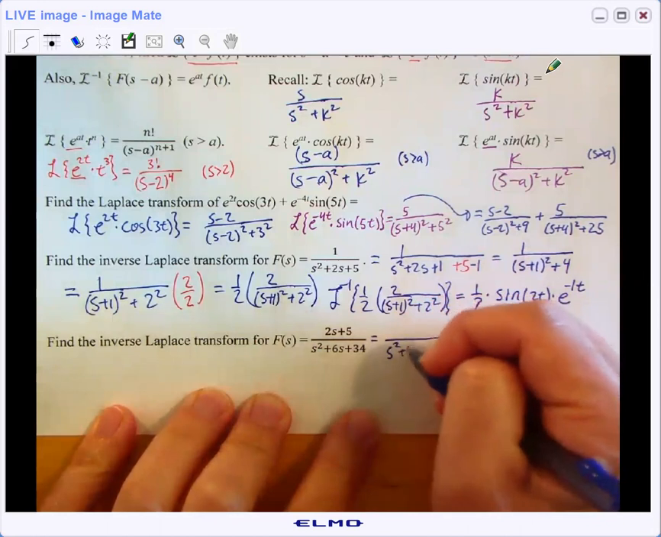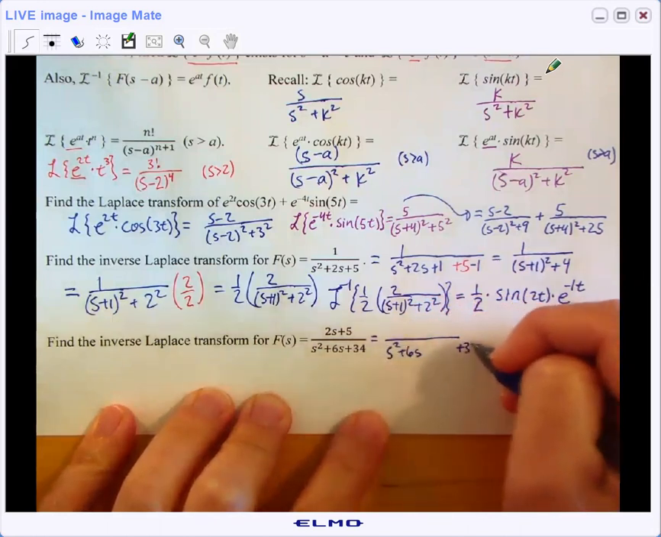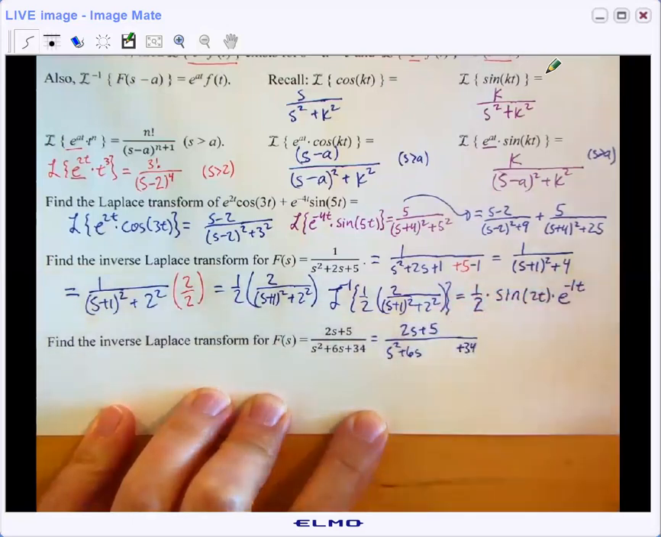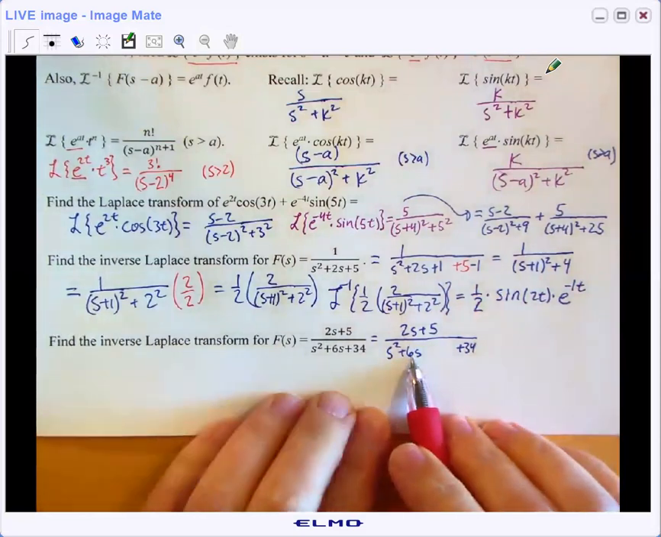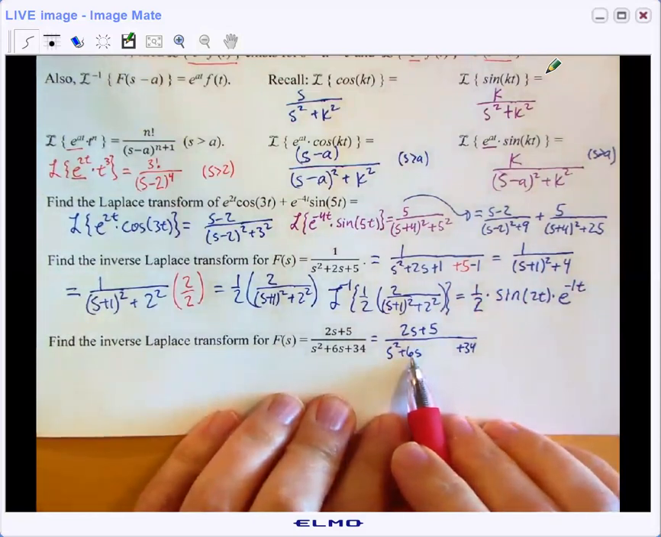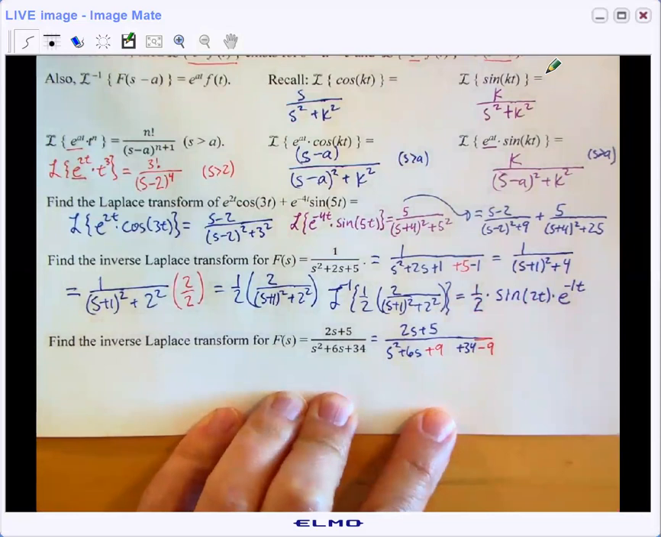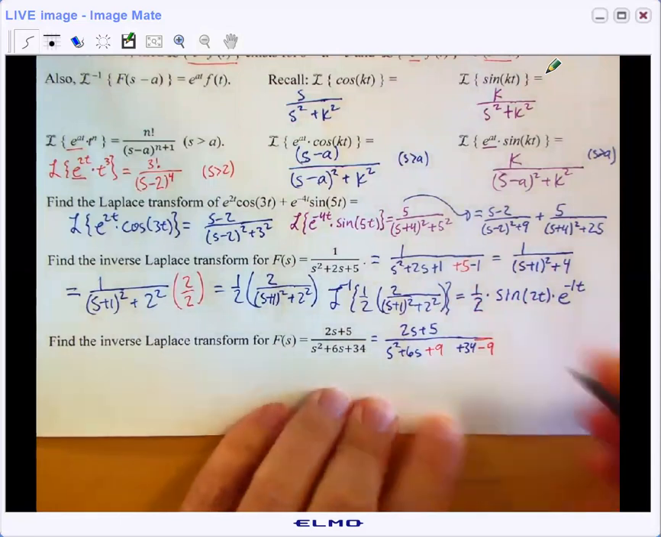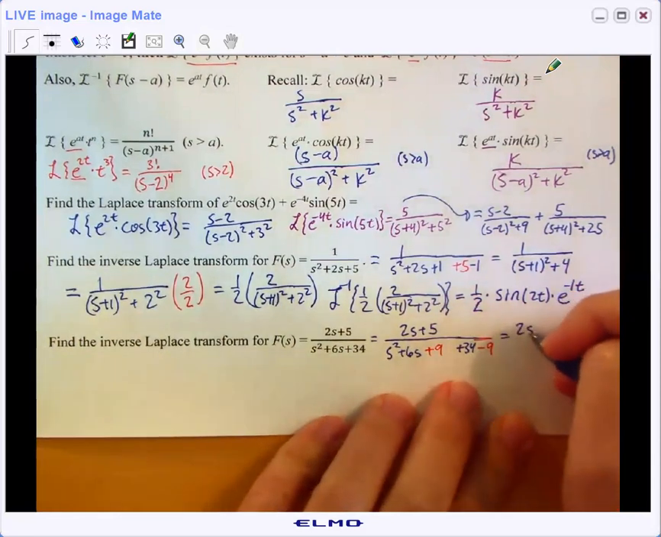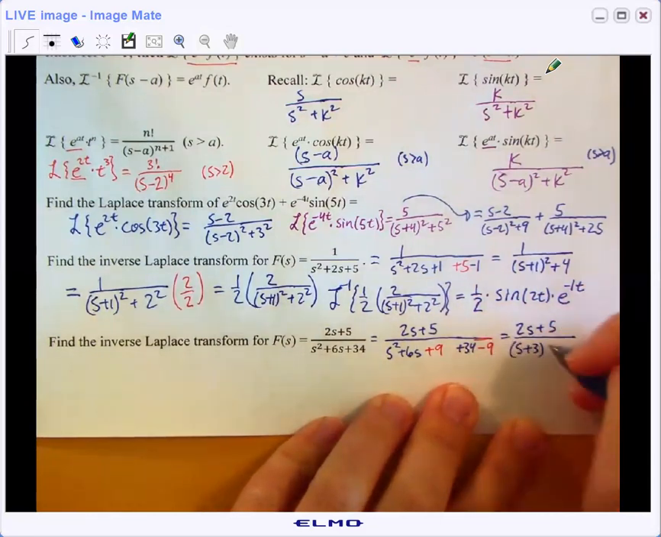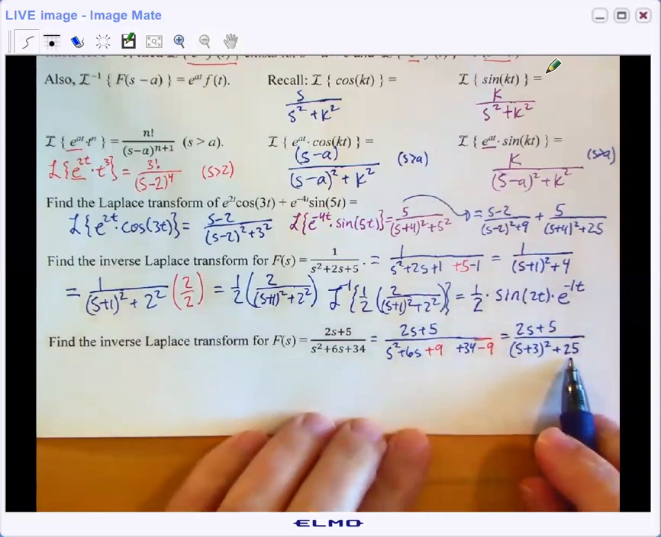So s squared plus 6s, then we have plus 34, and we still have 2s plus 5 in the top. And to complete the square, we take our linear term, 6, half of that would be 3, squared would be 9. We add 9, but so that I can keep it the same thing, I'm going to subtract 9 in that same expression. And when I do that, I'm going to get (2s + 5) over ((s + 3) squared + 25). Ooh, that's nice. 25 is a perfect square.